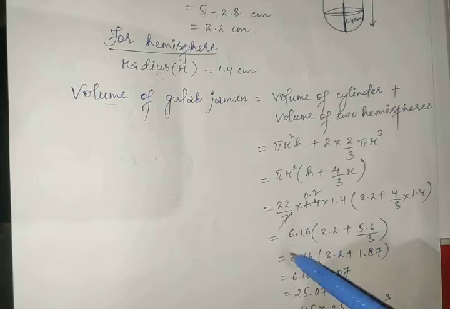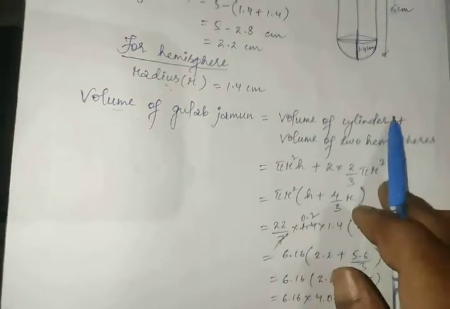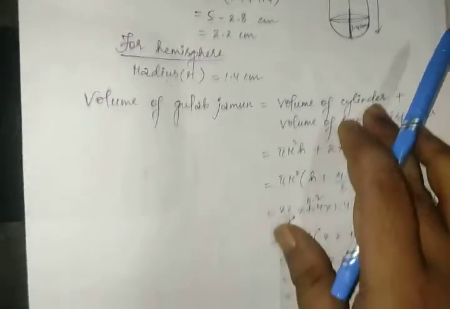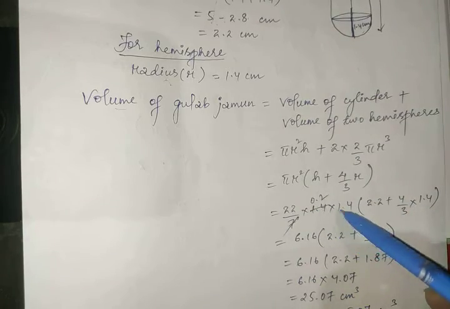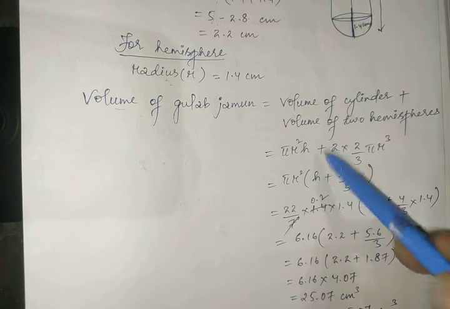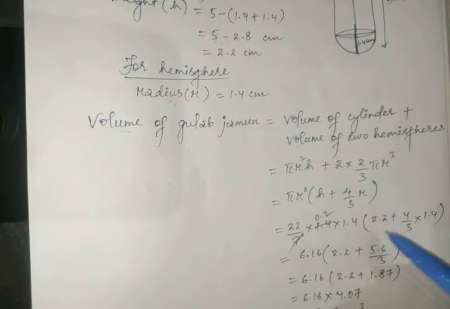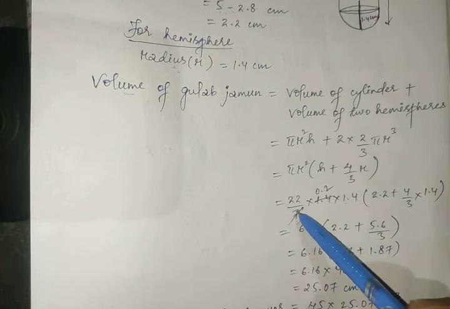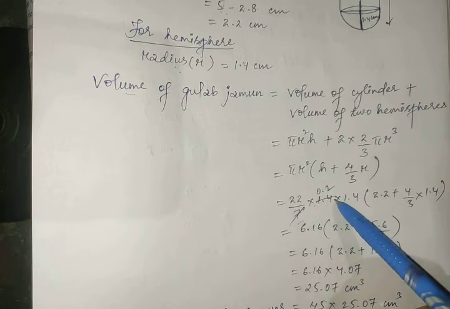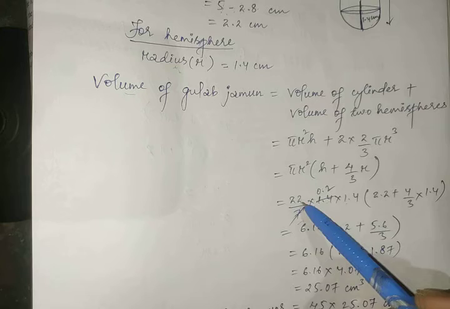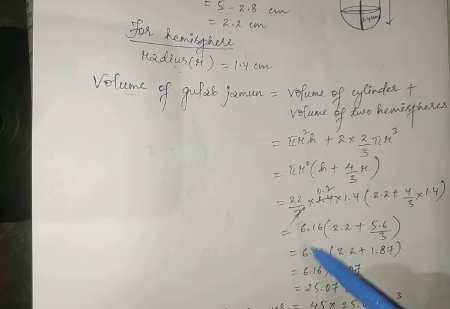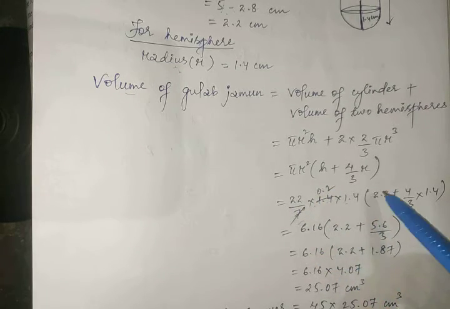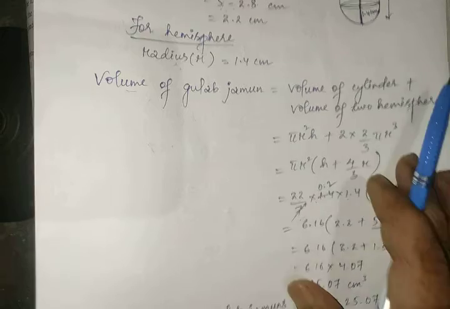Now let us put the values. Pi value is 22 by 7 into r square. What is r? It's 1.4. Square means you have to multiply 2 times, so 1.4 into 1.4. And then h, the height of the cylinder, is 2.2, plus 4 by 3 into r, and r is 1.4. Here we can cancel: 7 into 0.2 is 1.4. Then you multiply 22 into 0.2 into 1.4, you will get 6.16. Then the bracket part, 2.2 plus, you multiply this: 4 into 1.4 is 5.6 divided by 3.